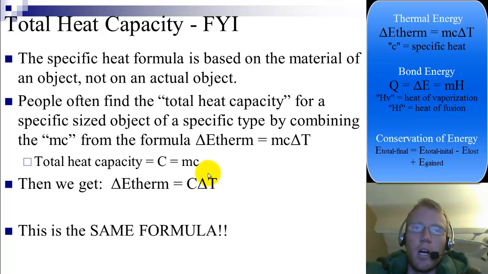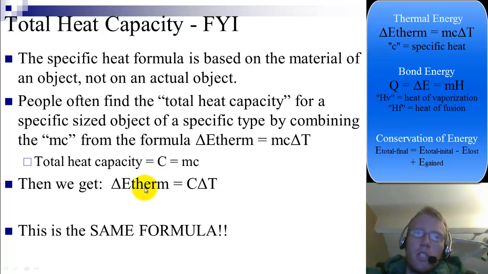Okay, so you don't need to know this very much. You can always just use E therm equals mc delta T, but I wanted to mention that if you have an entire object and they give you the total heat capacity for the object, that's the combination of m and c together to give you the total heat capacity.